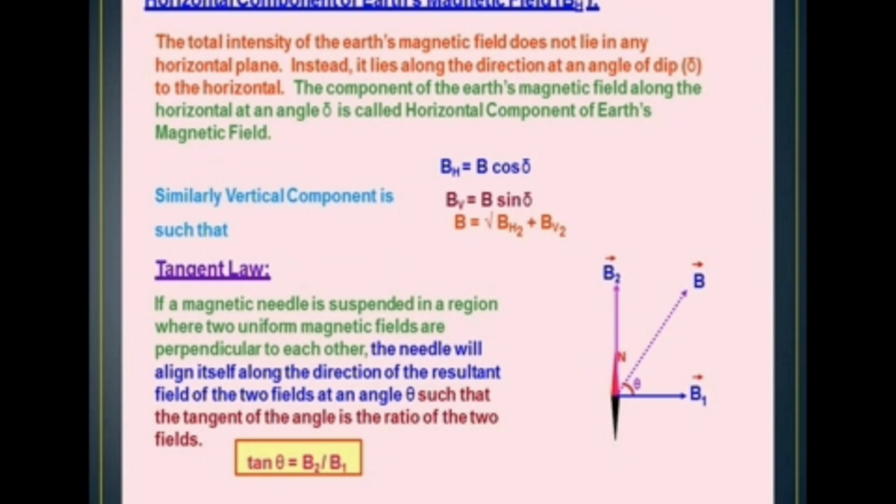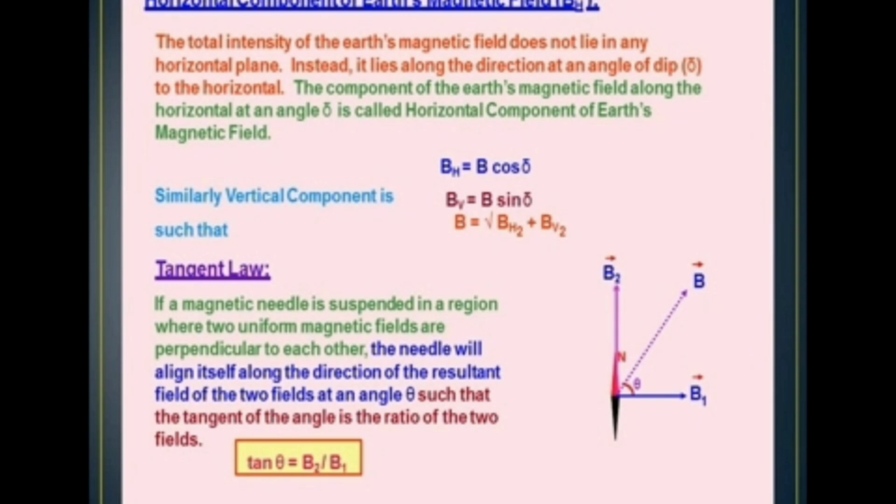Okay. So the total intensity of the earth's magnetic field does not lie in the horizontal plane. Instead, it lies along a direction at an angle of dip delta to the horizontal. The component of the earth's magnetic field along the horizontal is called the horizontal component of the earth's magnetic field. So you know that definitely it is a resultant.